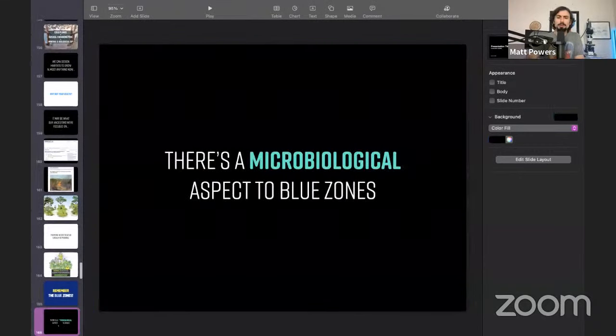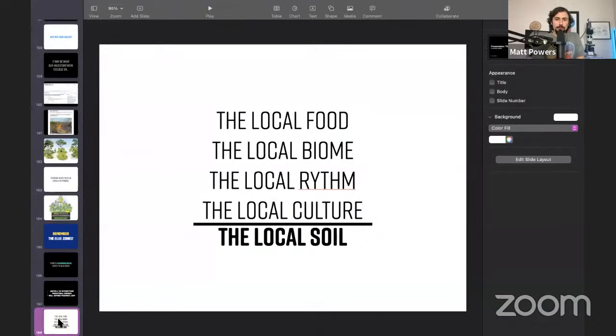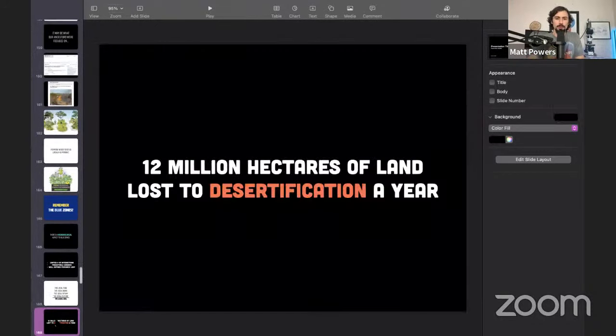Remember those blue zones? There's a microbiological aspect to these blue zones, and it's because there's a limited number of interactions. There's people who are local. Yeah, there's visitors, but there's a repetitive, predictable series of changes and interactions. This leads to a well-defined feedback loop microbiologically. The local food, the local biome, the local rhythm, the local culture, and the local soil. It all is based on the local soil.